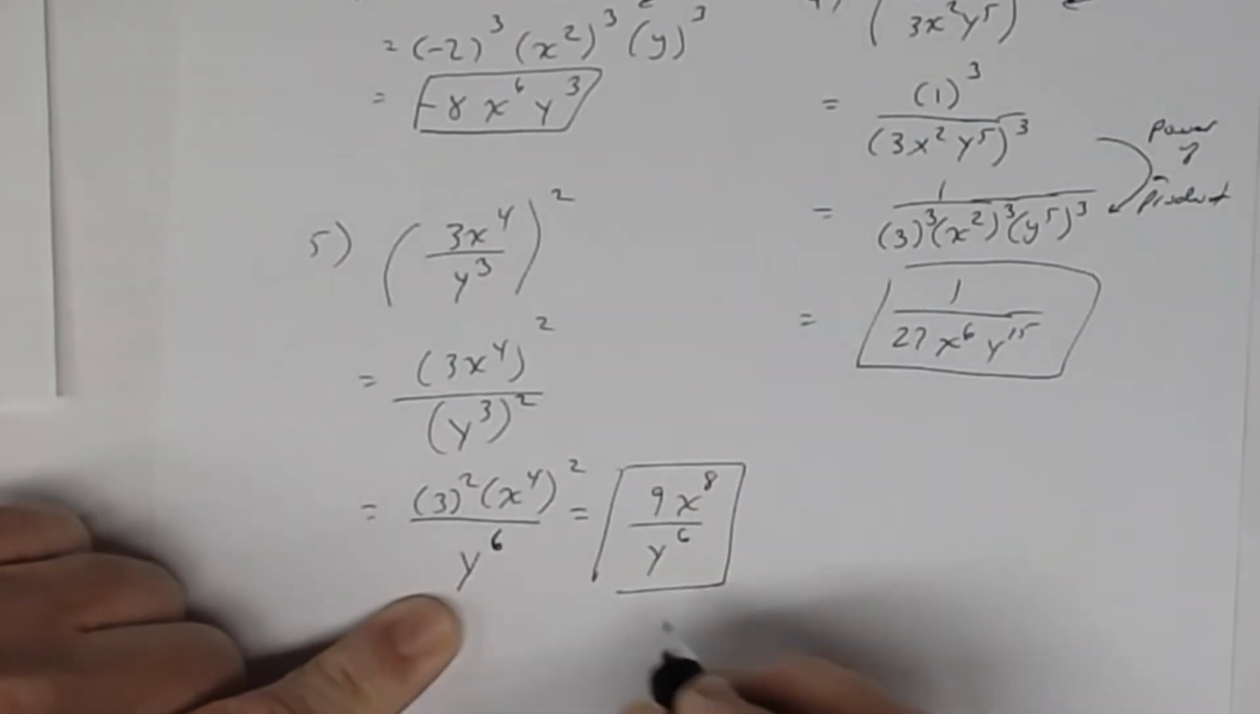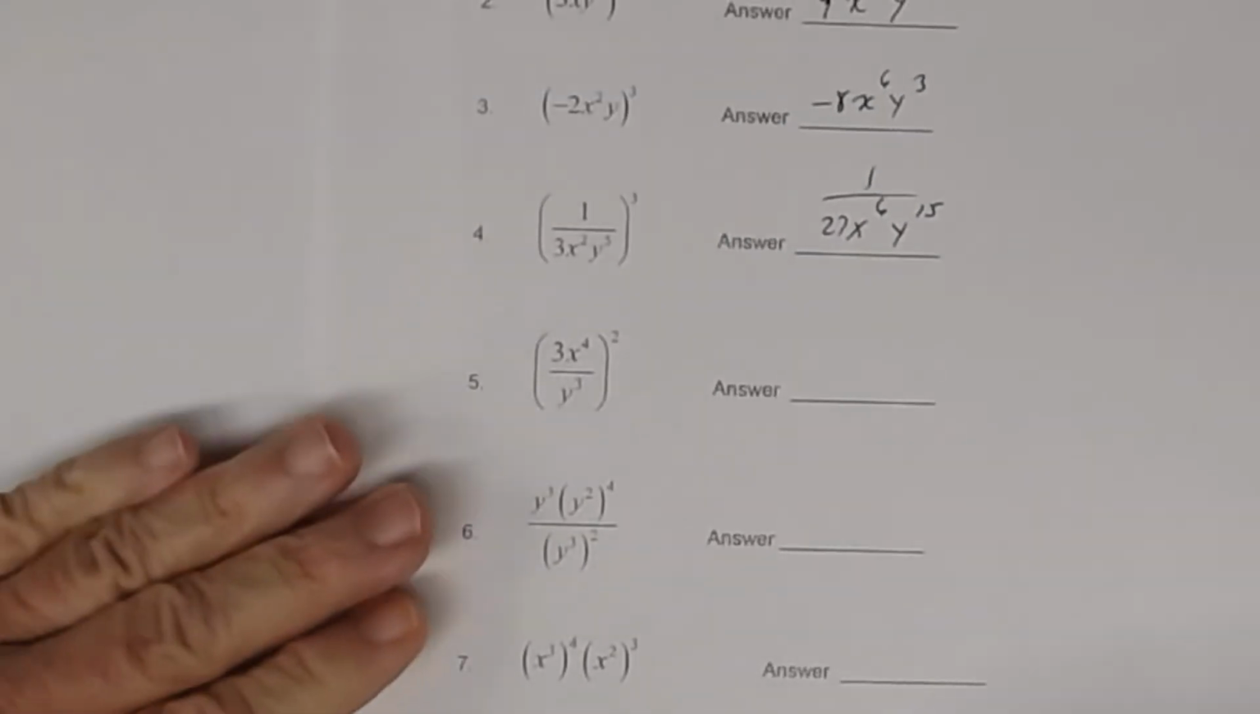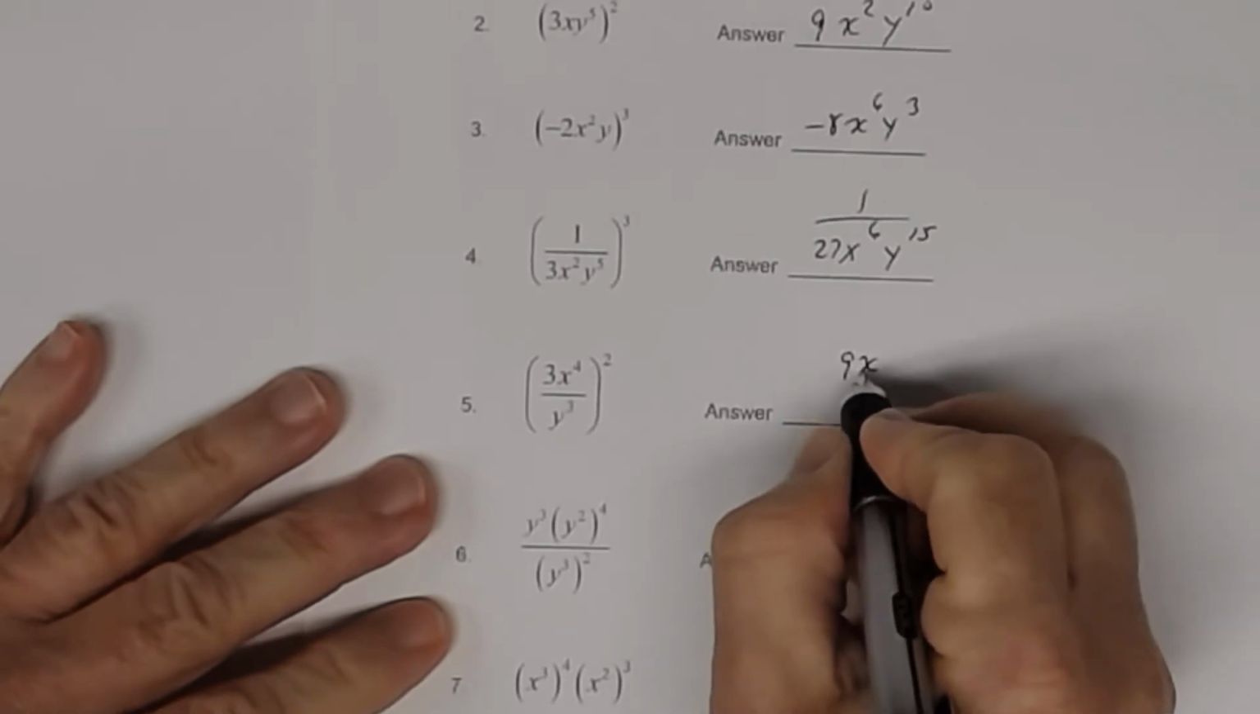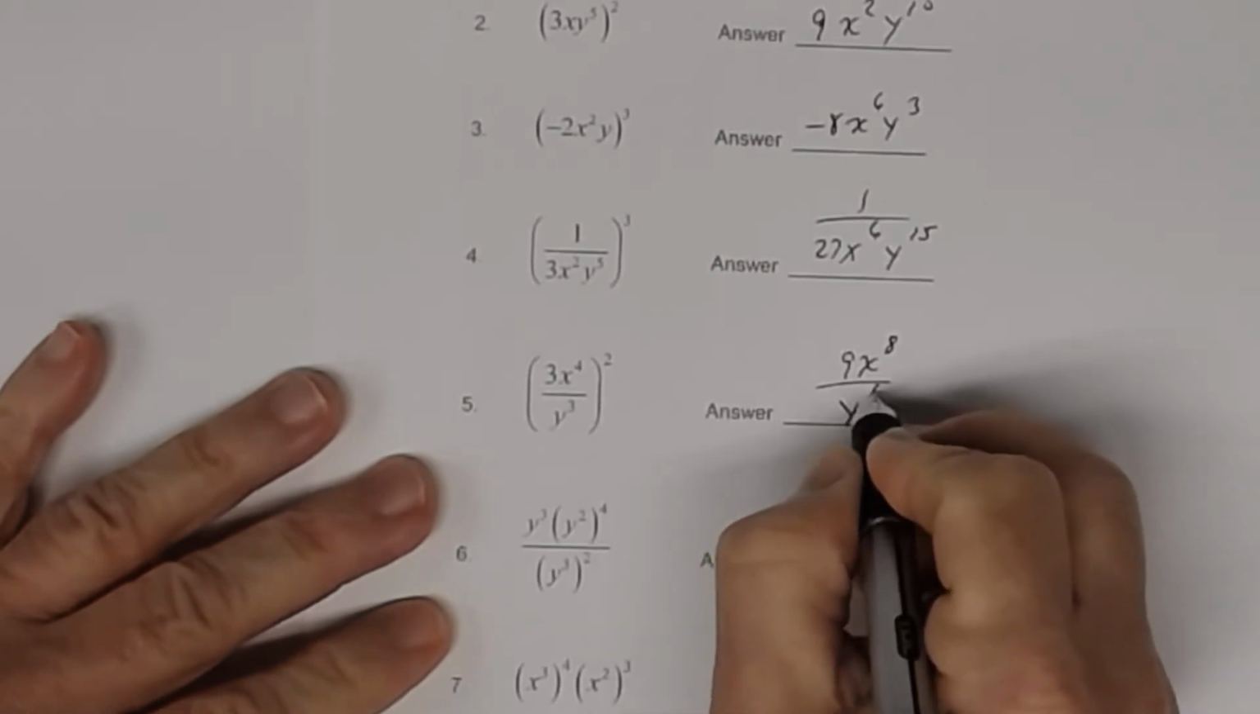All right, very simple, right? Not difficult at all. A very simple process. It's just being able to use your properties. So this is 9x to the eighth divided by y to the sixth.